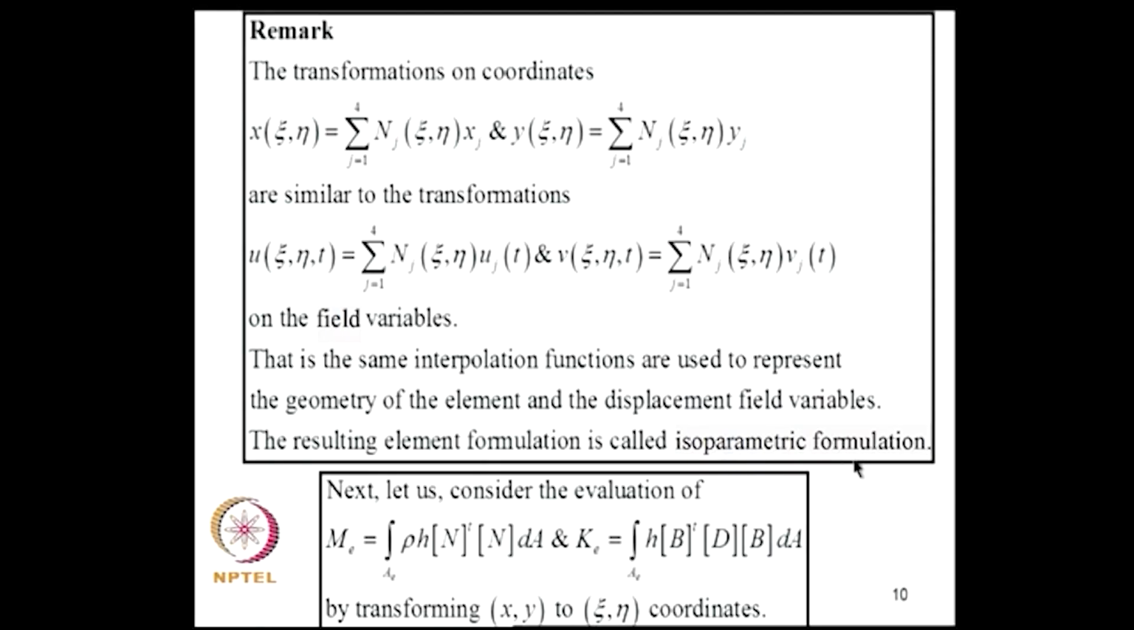Okay, fine. So, what we have achieved is we have mapped a quadrilateral to a square. So, when we are performing integration, instead of performing it over a quadrilateral which can be quite unwieldy, we now have the neat situation of being able to integrate over a square region. But what about the integrand? How does that behave? So, let us consider the evaluation of the mass and stiffness matrices by transforming xy to psi comma eta coordinates. This transformation we will now implement.